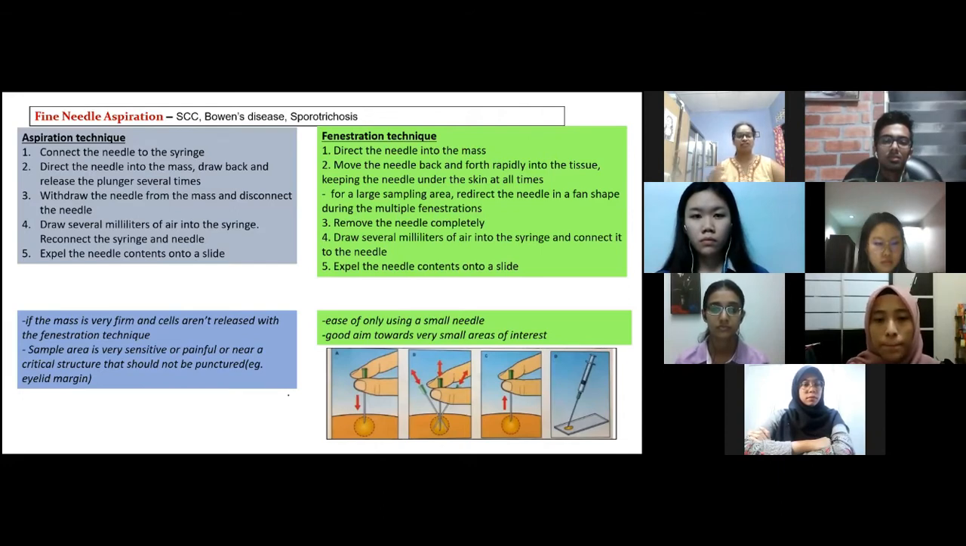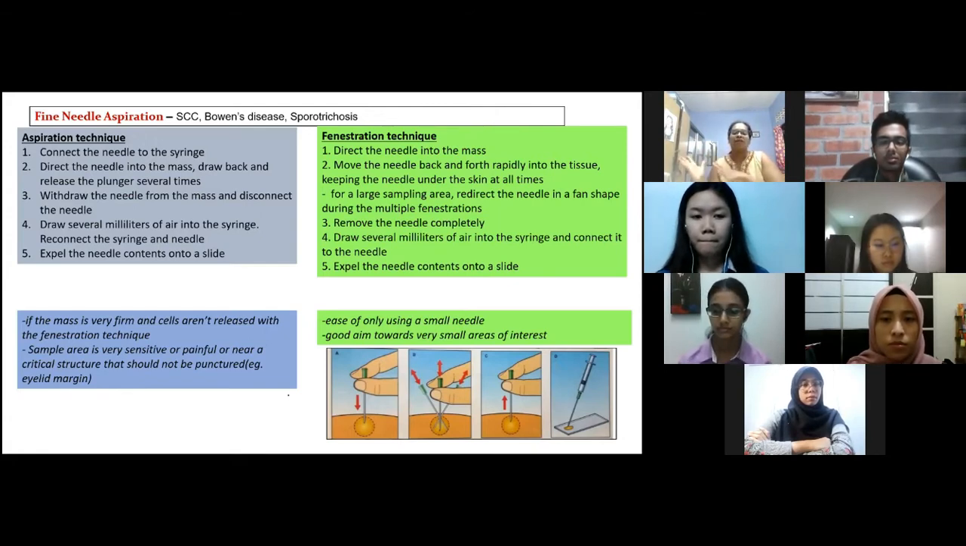What you need is just a needle and a syringe. You connect the needle to the syringe and direct that needle into the mass, into that specific problematic area, and you draw back and release the plunger a few times. Then you remove the needle from the syringe and from the mass, aspirate a few millimeters of air, and reconnect your syringe to your needle, get your glass slide, and expel the contents onto the glass slide. So that is the aspiration technique.